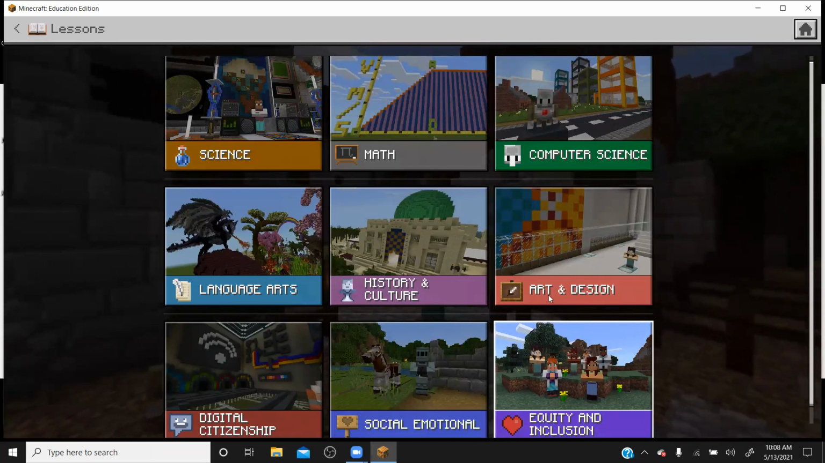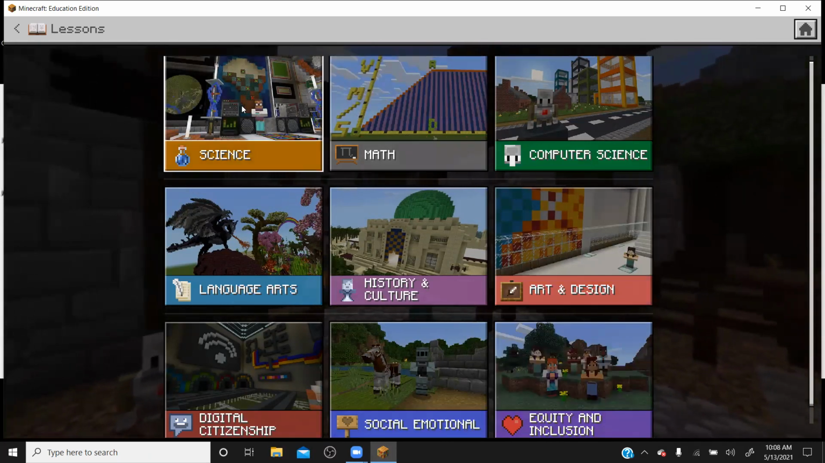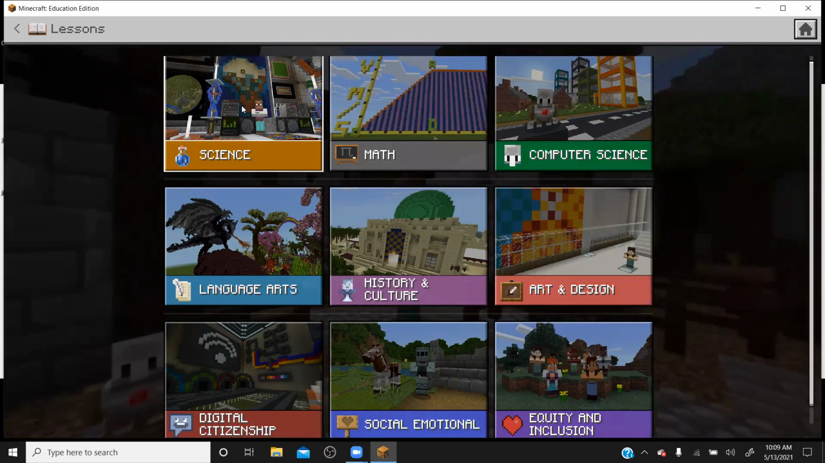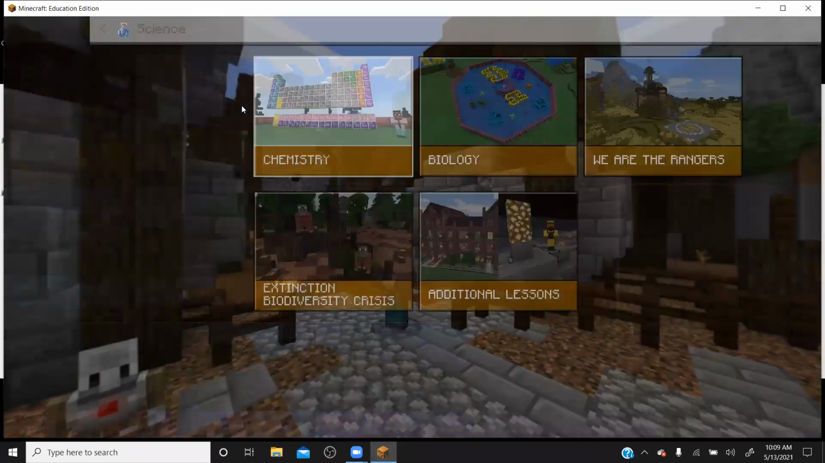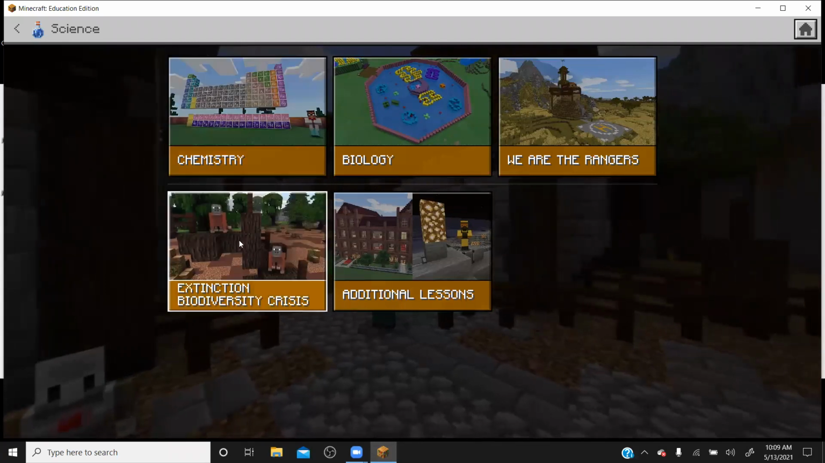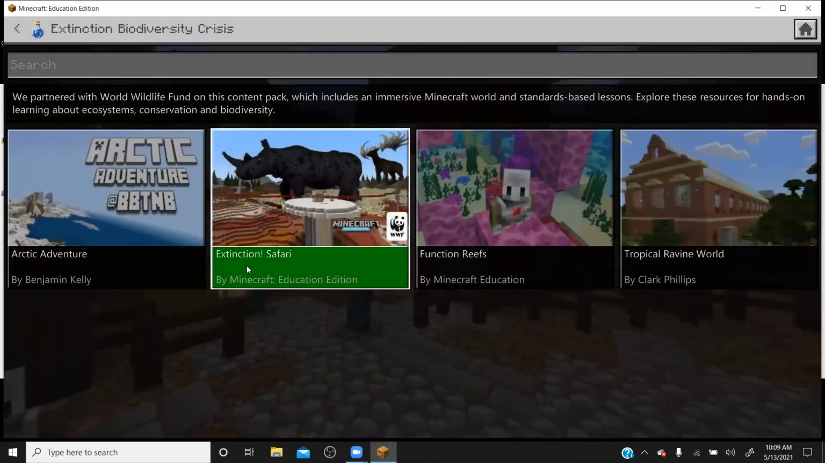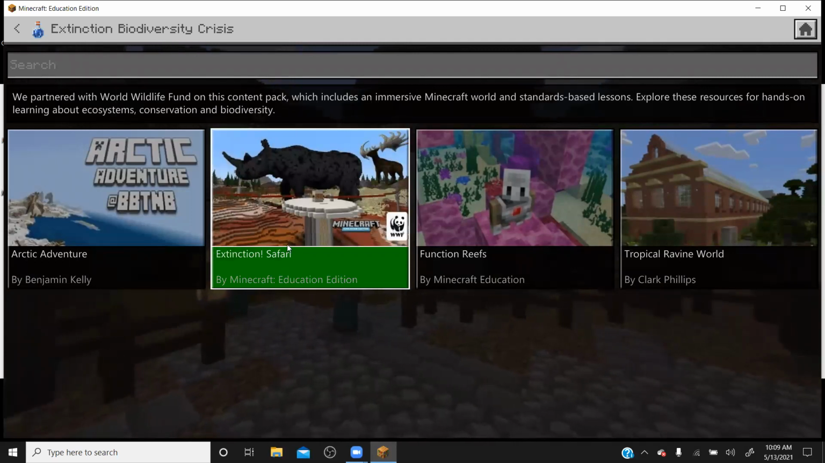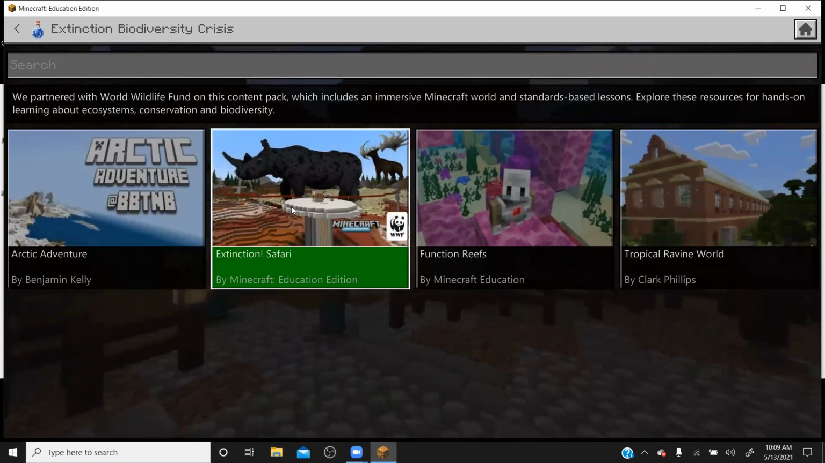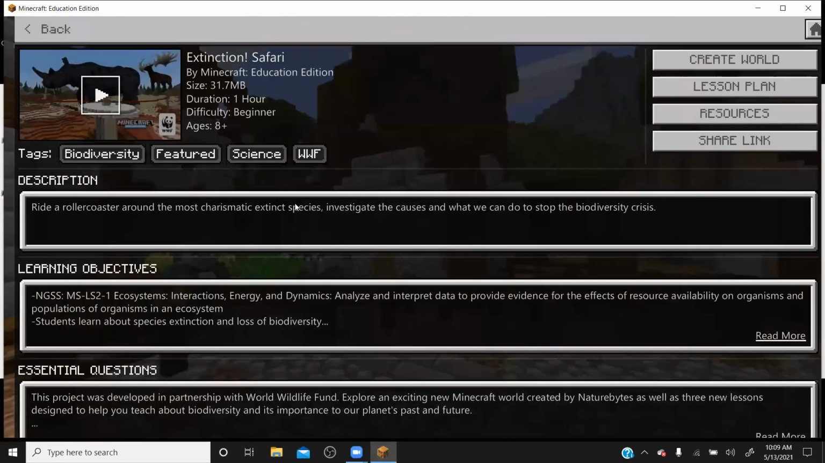The one we're going to go on today, the field trip we're going on, and the lesson we're going to look at is in our science area, and specifically, it's this extinction and biodiversity crisis. And the one we're going to look at in this area is this extinction safari. This is a really cool lesson.